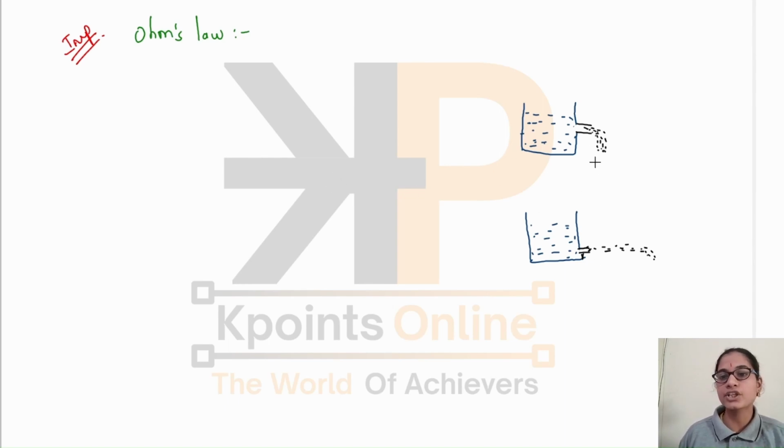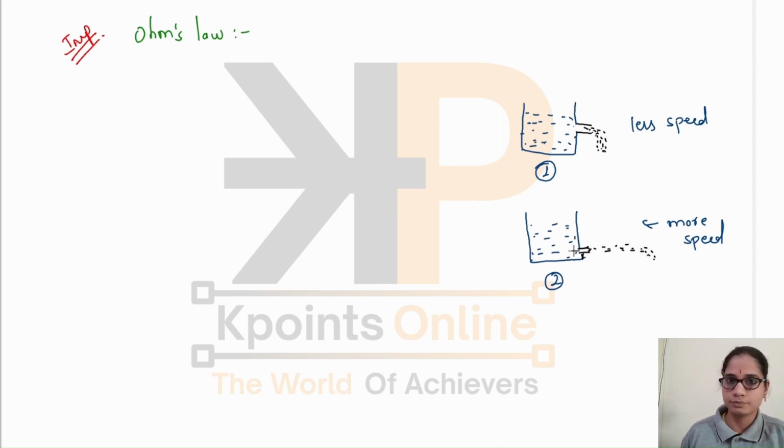In the first case, the stream of water, or the jet of water, is of less force when compared to this here. Here the water is falling at a longer distance from this tank, meaning it is falling with more speed. Here the water is falling with more speed when compared to this. It is falling with less speed. The force with which the water is falling in tank number 1 is less when compared to the force with which the water is flowing here in tank 2.